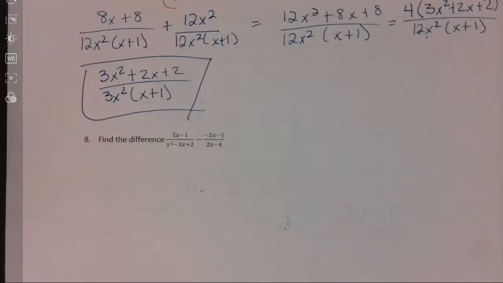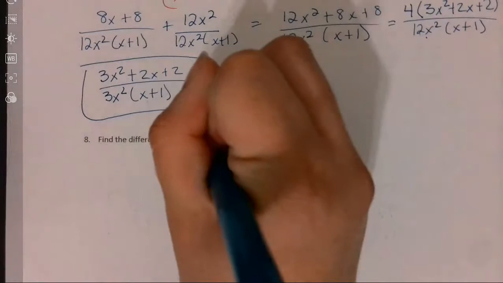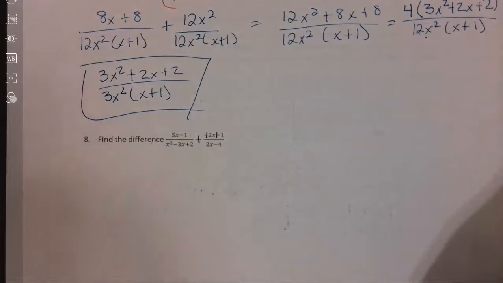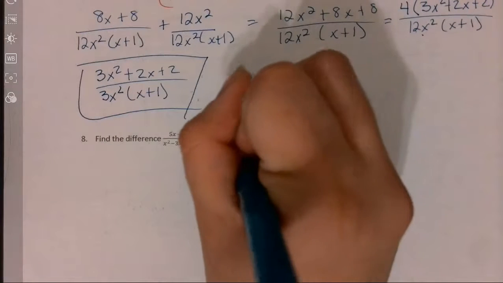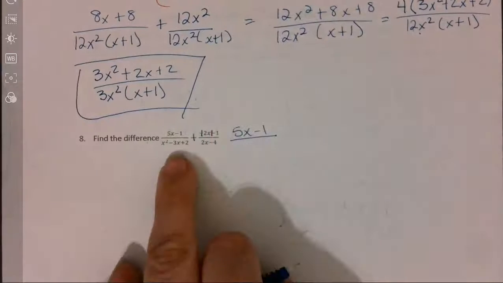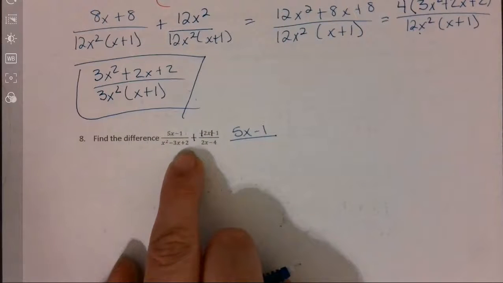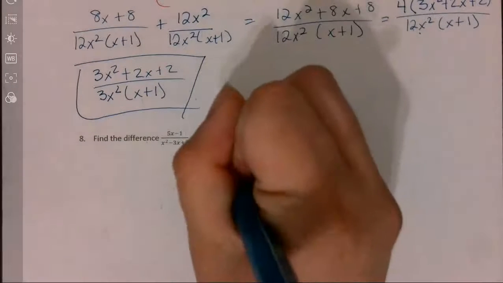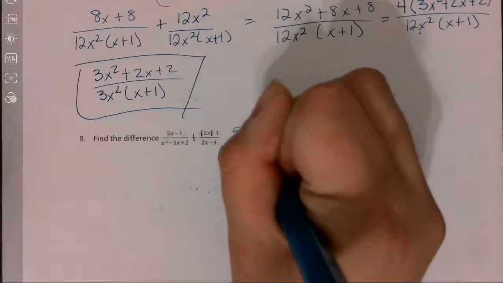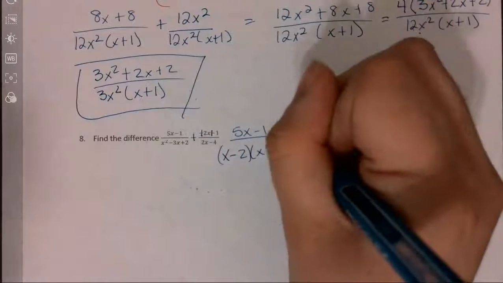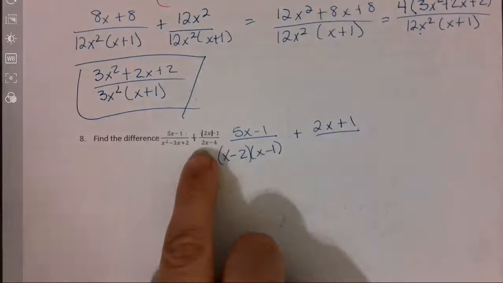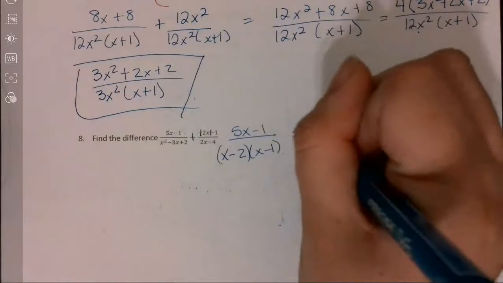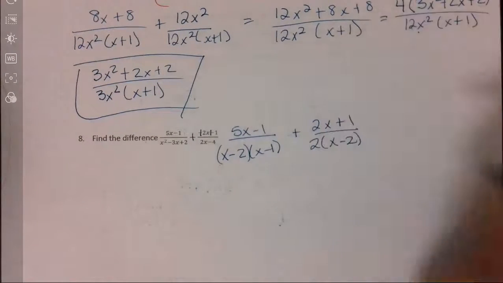Okay. Next one wants me to find the difference, so I'm going to change my signs to make it positive. Then I need to factor my first one, so I have 5x minus 1 on the top still, and then I'm looking for what multiplies to positive 2 and adds to negative 3. It's going to be negative 2 and negative 1. On my second fraction, they're both divisible by 2, so I'm going to pull the 2 out, and I'm going to have x minus 2.